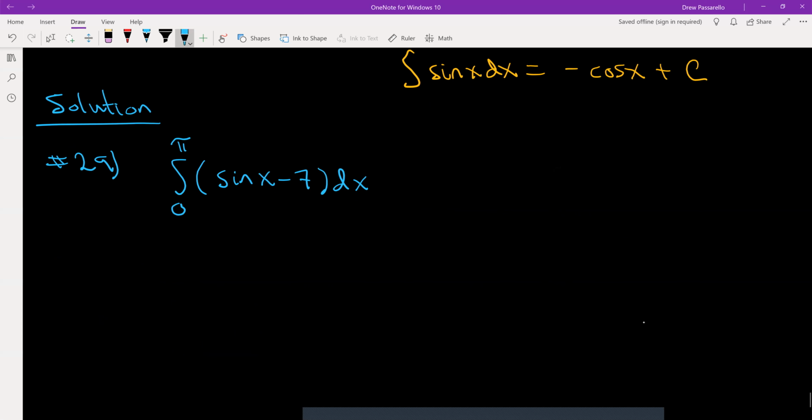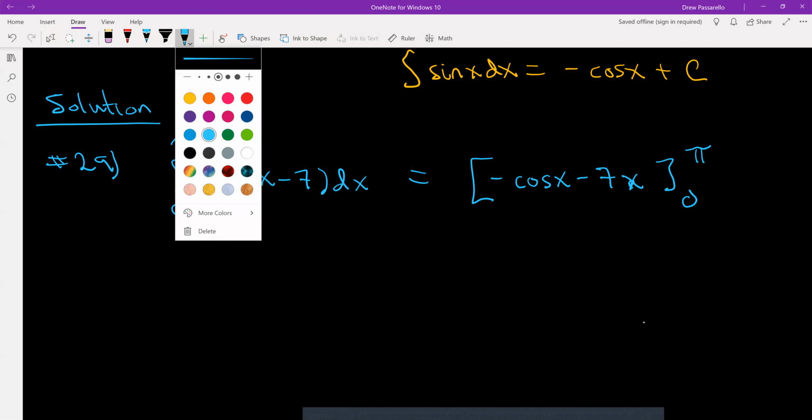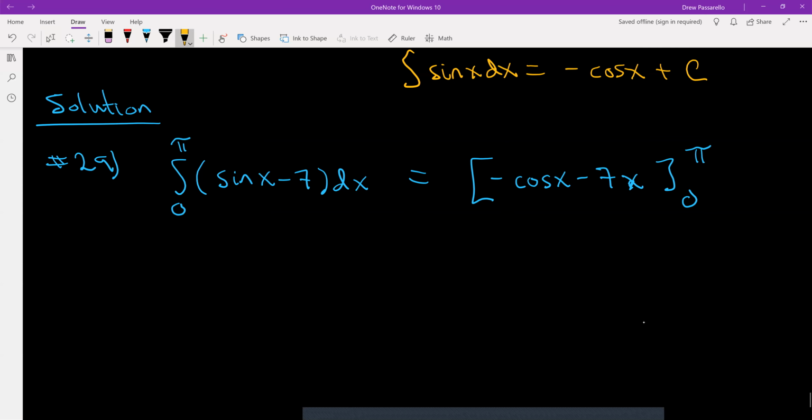So this will be equal to, sine turns into negative cosine, and then you're integrating 7, so that becomes 7x, so minus 7x. And that's going from 0 to pi. Because when you integrate any constant, that becomes that constant times the variable.